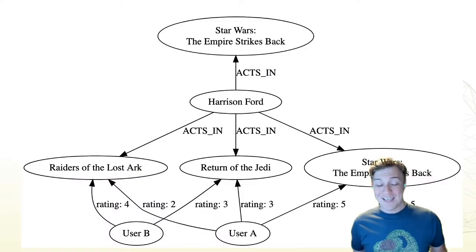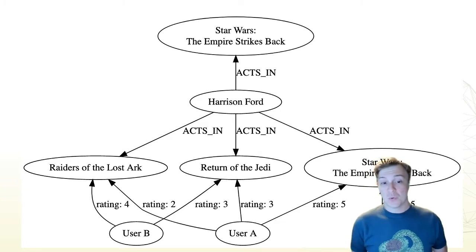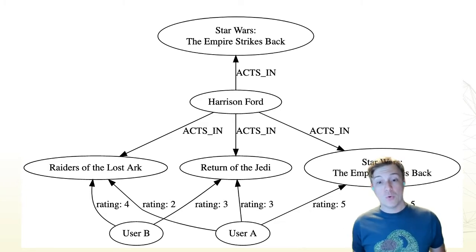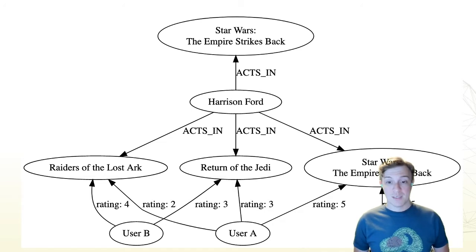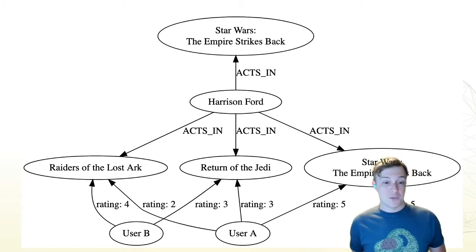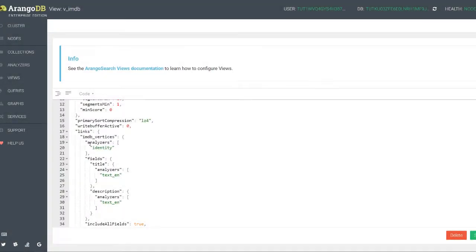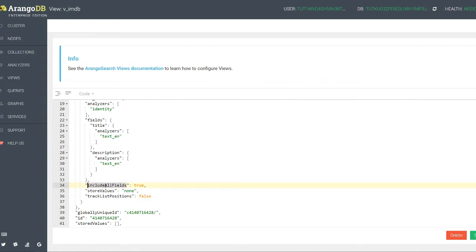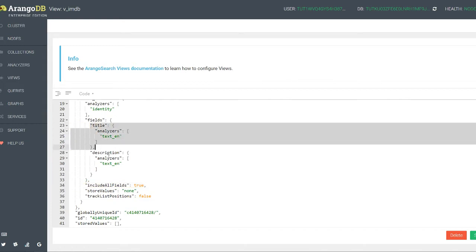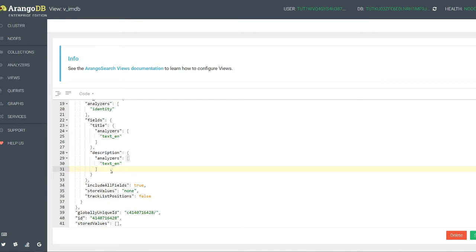We'll be using our trusty IMDb dataset, which contains information about movies and shows, their relation to one another via the people who worked on them and the genres. This dataset now also features users and ratings. The ArangoSearch view we have created links to the IMDb vertices collection. It includes all the fields using the identity analyzer and indexes the title and description with the English text analyzer.